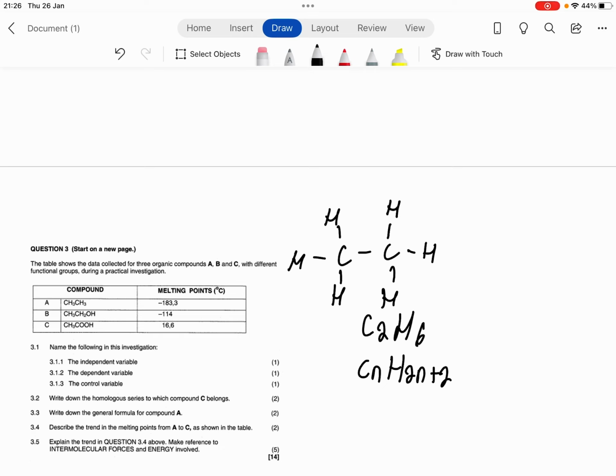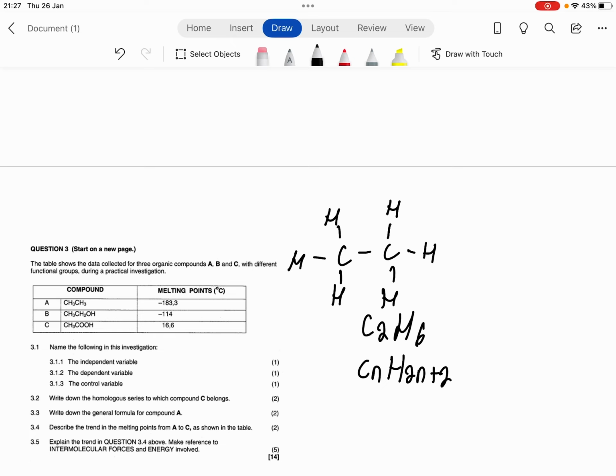Okay, so let's answer this question. The question reads, explain the trend in question 3.4 above, make reference to intermolecular forces and energy involved, and it's for 5 marks. So again, we're going to follow the method that I have given. Compound A is an alkane with London forces. Compound B is an alcohol with London forces and hydrogen bonding. Compound C is a carboxylic acid with London forces and hydrogen bonding. Okay, next is to start comparing.